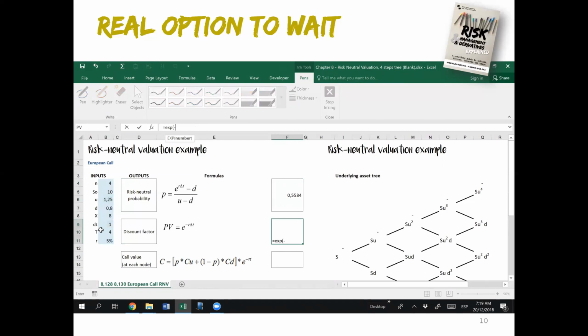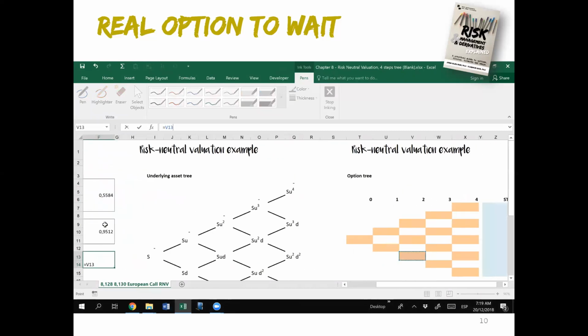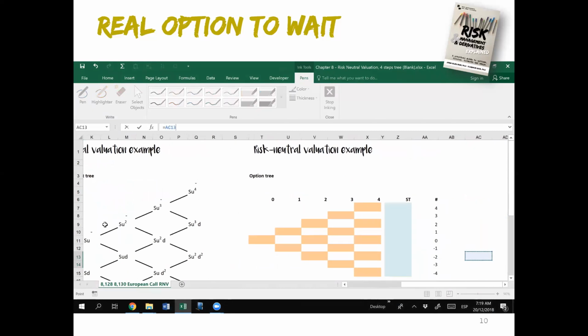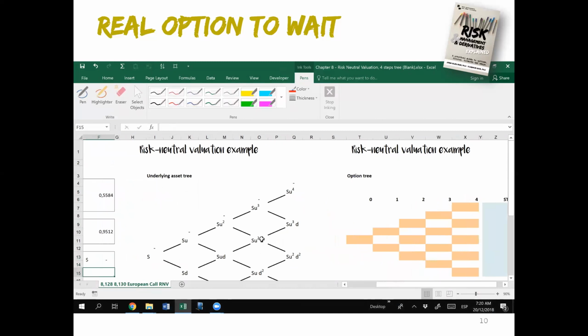Now, it is convenient to calculate the discount factor, which is the exponential of minus the risk-free rate times delta T, 0.95. And the value of the call will be the result of solving the binomial tree. So we need to work with all the tree from the right to the left, and then we can find the option value. This is the premium that we will pay for the option.